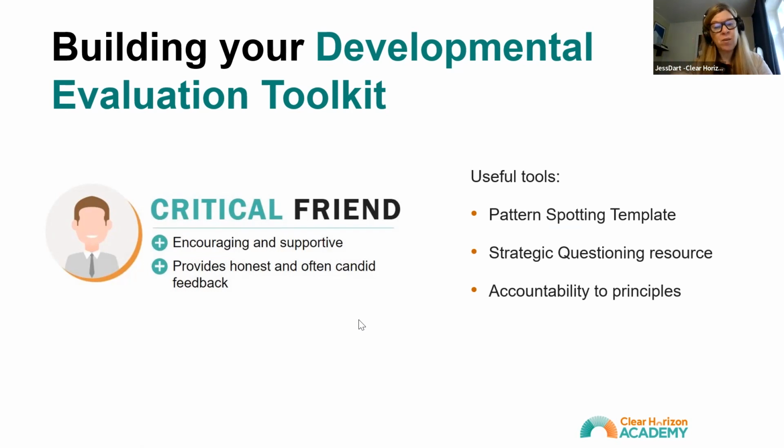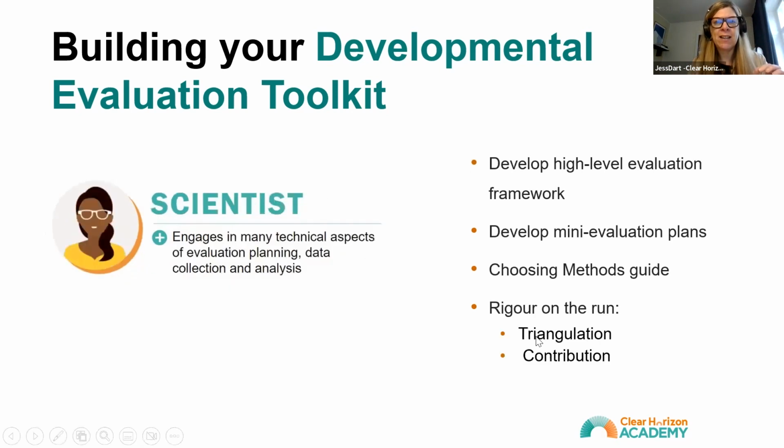And there are some tools for this. You can use the principles that I mentioned and bring people back to them, saying, how are we going on that principle? Have we forgotten our principle? What about this? You can use a technique called strategic questioning. You can use a pattern spotting template as well. These tools are all available. We'll come back to them. So that's the first one, critical friend, which is a very important role for a developmental evaluator.